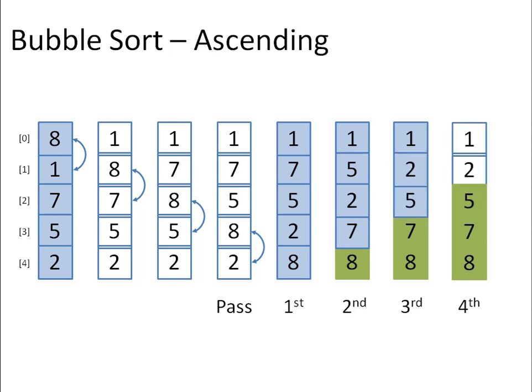In the last pass, we have to compare 1 with 2, but they are already at their correct positions, so we have to end the algorithm now, and the desired sequence will be 1, 2, 5, 7 and 8.